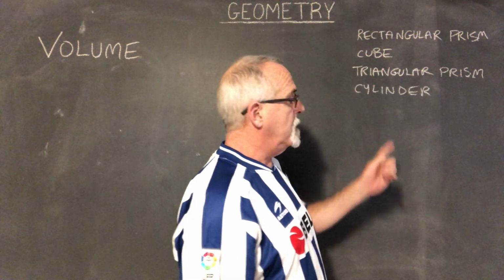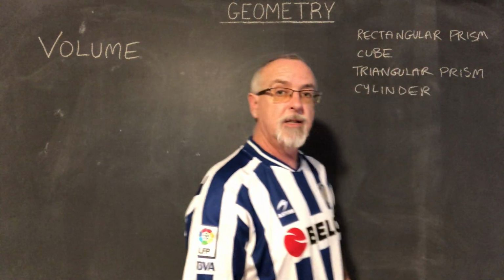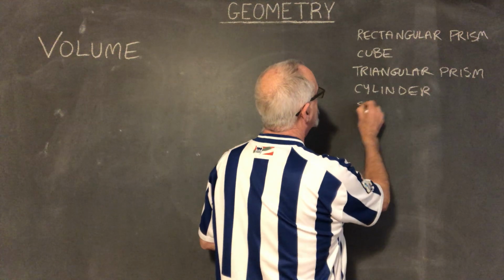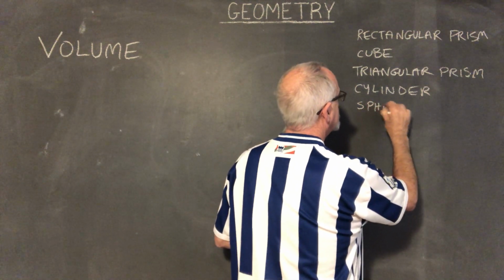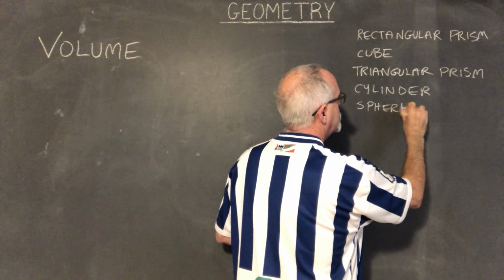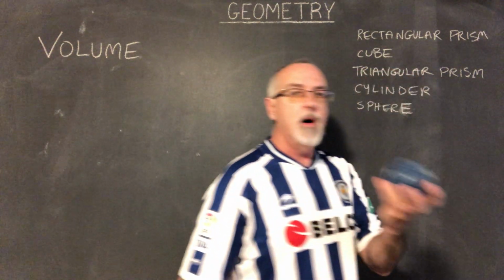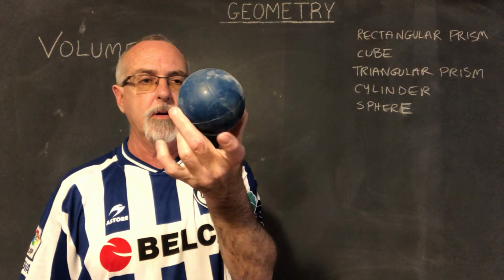The only one that I haven't put on my list, which I want on my list, is the sphere. Now, we've seen the sphere before. There were a lot of examples of the sphere, but I'll just grab this lawn bowling ball as an example. There you go, there's a sphere.